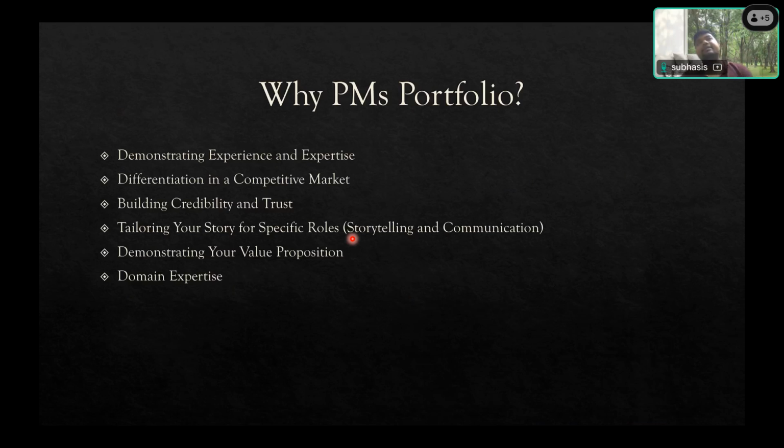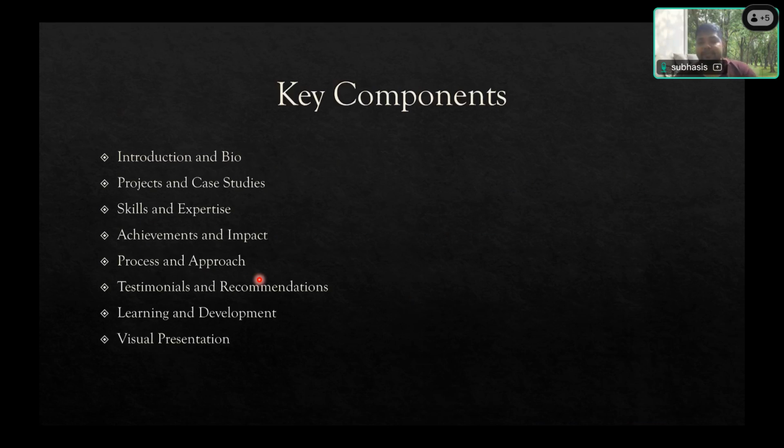On the domain side, maybe what are the different problem statements you have solved, right? As I mentioned, one of the problem statements in the beginning of the session. So what's the problem statement you're solving, right? Next is demonstrating your value proposition, how different you are, right? Your value proposition and your domain expertise. Okay. Next, what are the different key components? What are the different things that should be present in your product portfolio, right?